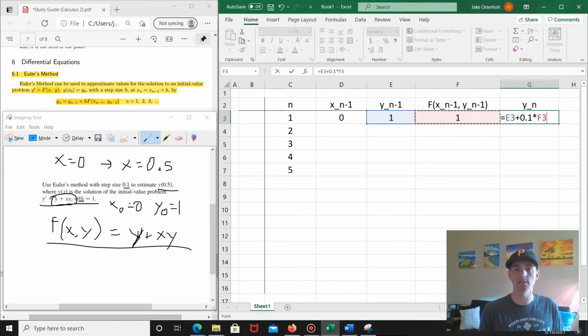This is the exact same process I did in my other Euler's method differential equation calculator problems, but we did that by hand on a table on a piece of paper.